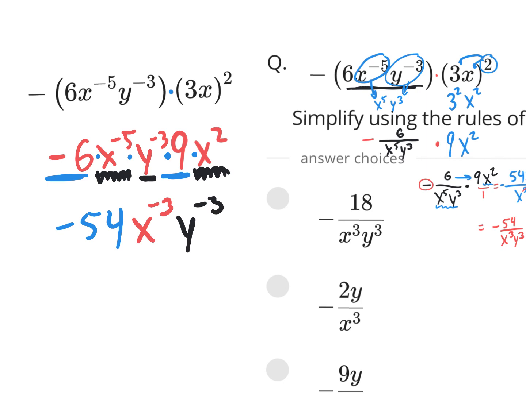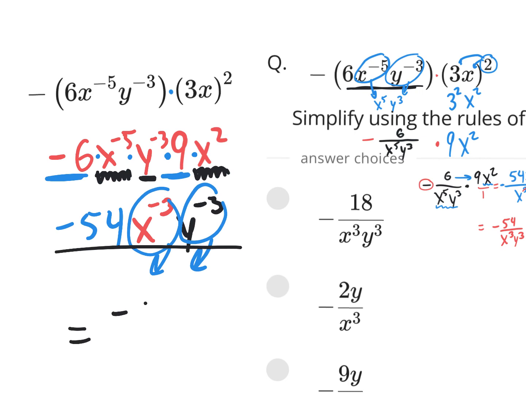Now, from there, it's just a question of doing any other rule possible, which the only rule left is to move your negative exponents down to the other side. The other side of what? The other side of a fraction. So your final answer will be negative 54 over x to the third, y to the third. Same answer as before, it's just done with a different, I went with different rules, right? So either way you choose, you should get to the same answer, negative 54 over x to the third, y to the third.